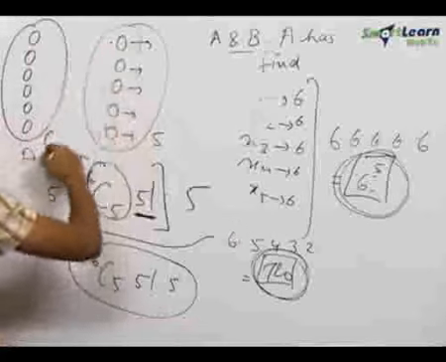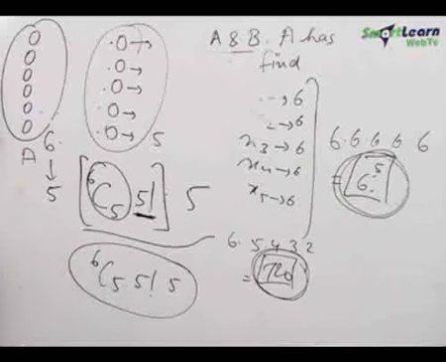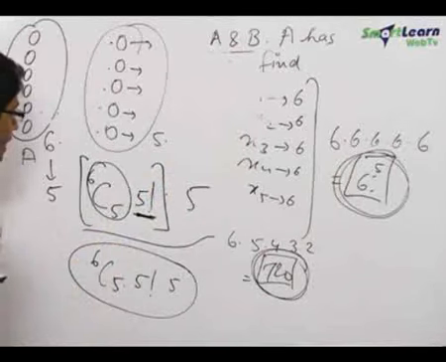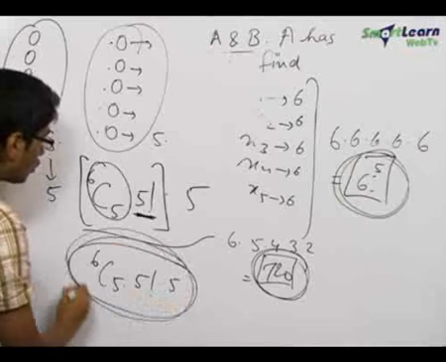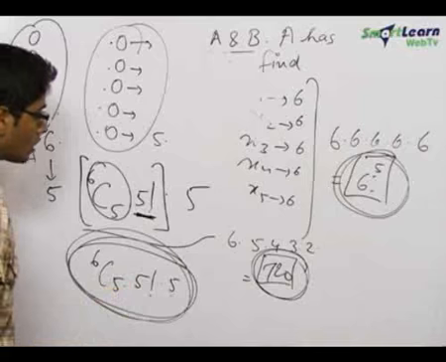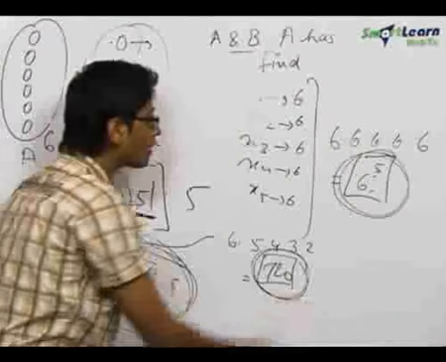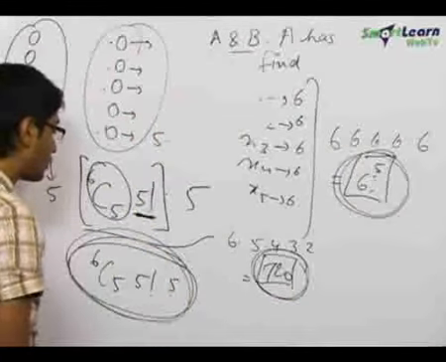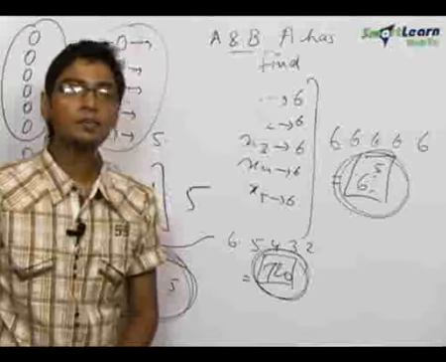And then we took a special case in which the number of elements of set A were greater than the elements of set B, and hence in this case the number of onto functions came out to be 6c5 into 5 factorial into 5. So the number of into functions were 6^5 minus 6c5 into 5 factorial into 5, and this is our final answer.